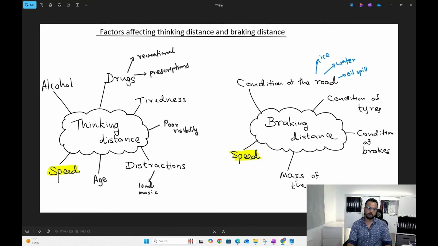Mass of the car. Now think about this, guys. Say you're traveling in a car at a certain speed. Imagine you're traveling at the same speed in a truck, and if you apply brakes at the same time, you'll be able to stop the car quickly, not the truck. Why? Because it has greater mass. Also the speed. I highlighted speed here because that is in both.